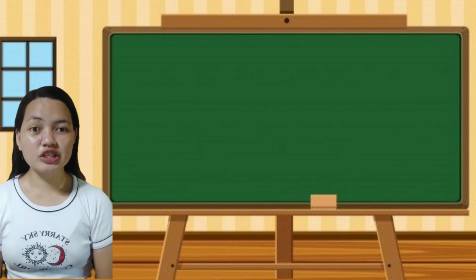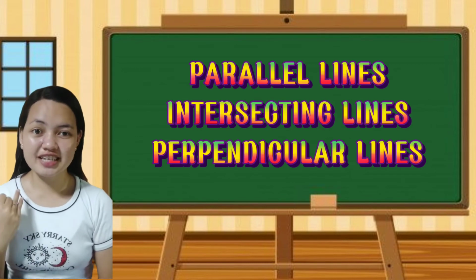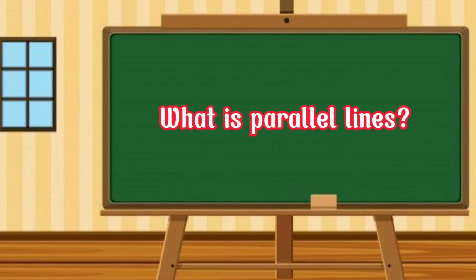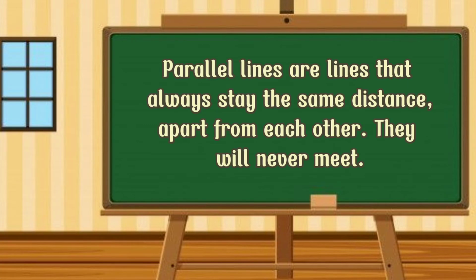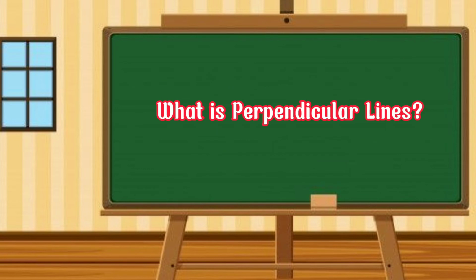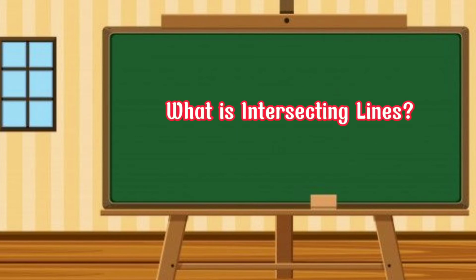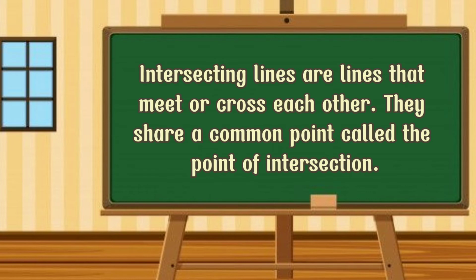My chosen topic is parallel lines, intersecting lines, and perpendicular lines in Math 4. What are parallel lines? Parallel lines are lines that always stay the same distance apart from each other, and they will never meet. And what are perpendicular lines? Perpendicular lines are lines that meet at right angles. And what are intersecting lines? Intersecting lines are lines that meet or cross each other. They share a common point called the point of intersection.